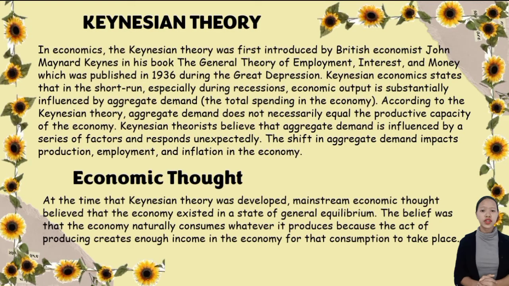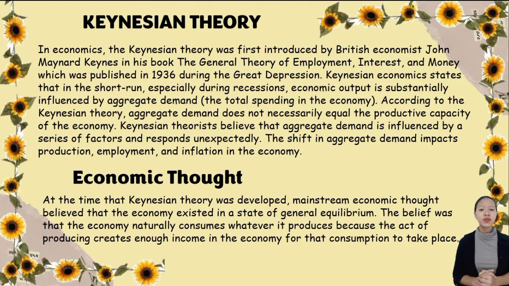So Keynesian theory. In economics, the Keynesian theory was first introduced by British economist John Maynard Keynes in his book The General Theory of Employment, Interest, and Money, which was published in 1936 during the Great Depression. So Keynesian economics states that in the short run, especially during recessions, economic output is substantially influenced by aggregate demand, the total spending in the economy.